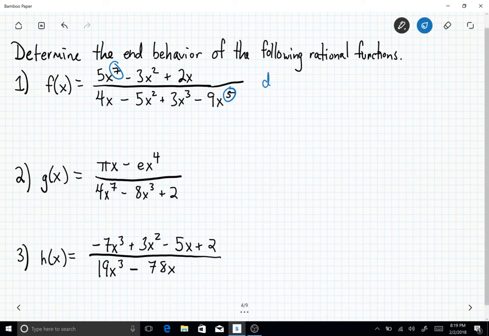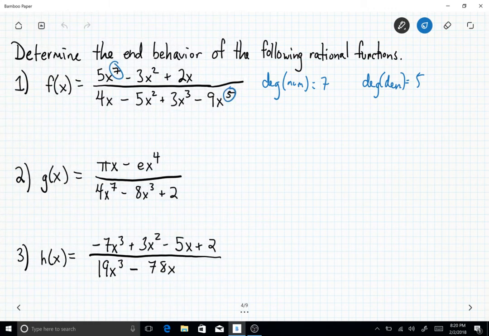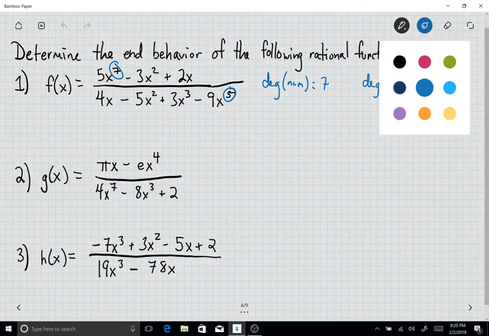So the degree of the numerator equals 7, and the degree of the denominator equals 5. If you refer back, I'll go back real quick so we can take a look. Which scenario are we dealing with? Your degree of the numerator was 7, your degree of the denominator was 5, so we're dealing with scenario 3. Right out the gate, we're going to have either positive infinity or negative infinity. So what does it say then? It says look at the coefficients in front.